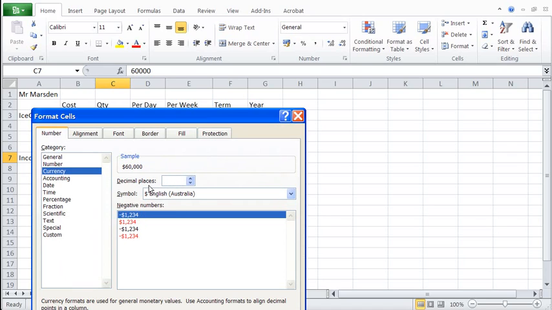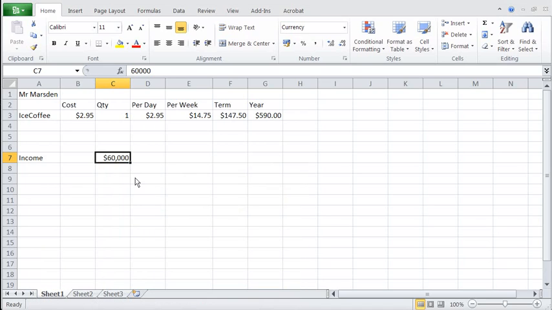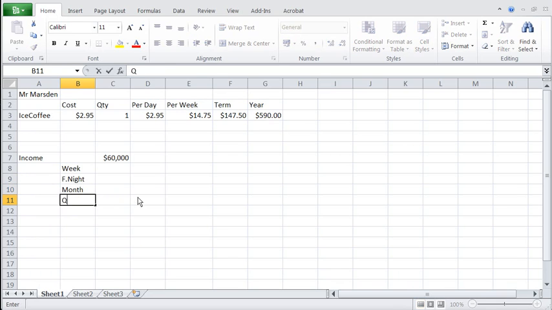Because if I wanted to show this, say, as a weekly income, a fortnightly, if we're going to look at a monthly, we can actually look at then quarterly, which is every 3 months. We can look at half yearly. So there's all different ways we can break an income of 60,000 down.